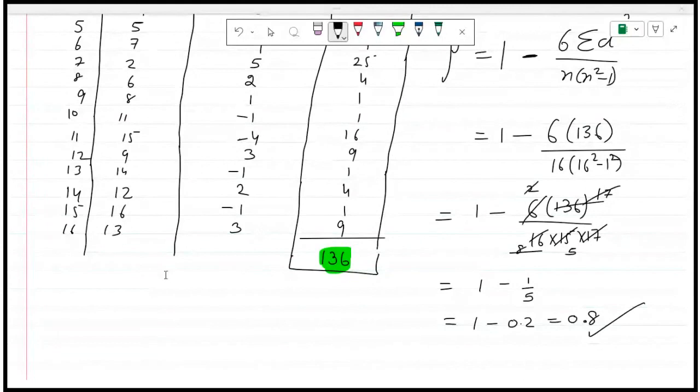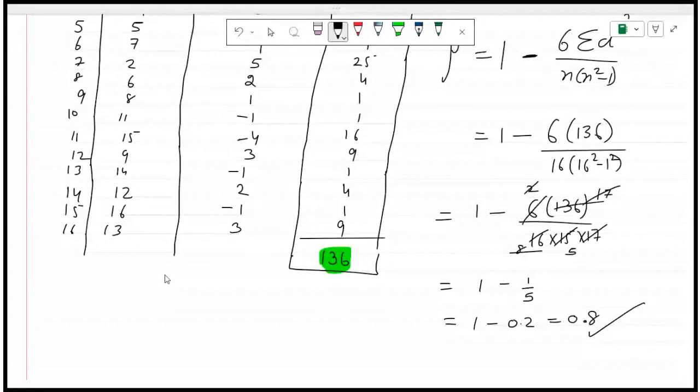So students, what was good thing in this question? There are two good things. One good thing is ranks are already given in this question, the question that I have solved. And the second good thing is that no rank was tied. No rank was repeated.